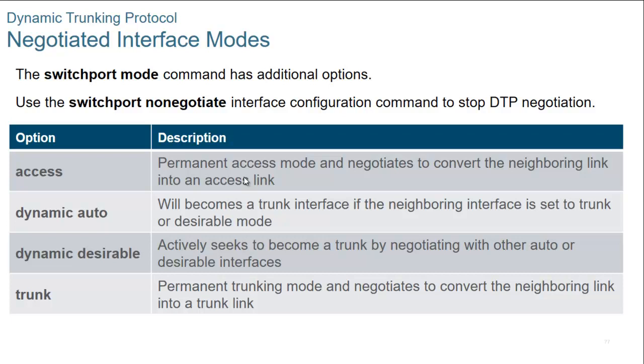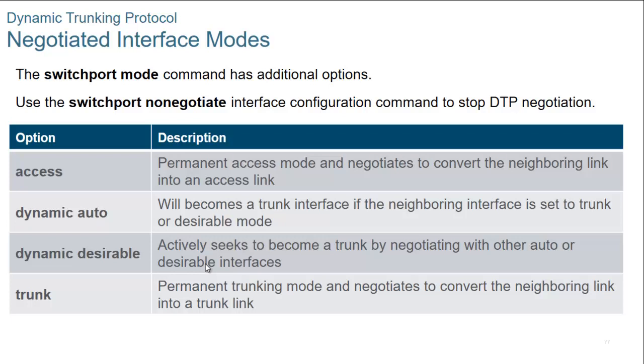he tells his neighbor. Dynamic auto will become a trunk interface if the neighbor interface is set to trunk or desirable mode. Dynamic desirable actively seeks to become a trunk by negotiating with other auto or desirable interfaces. Trunk is a permanent trunking mode and negotiates to convert the neighboring link into a trunk link. So if you see here, when the mode is either access or trunk, they are steadfast in what they are, and they want their neighbor to be that as well. They will negotiate to convert their neighbor to be similar to them, either access or trunk.